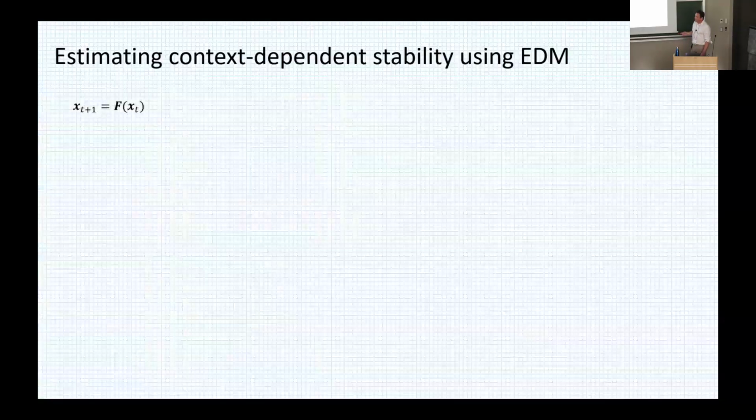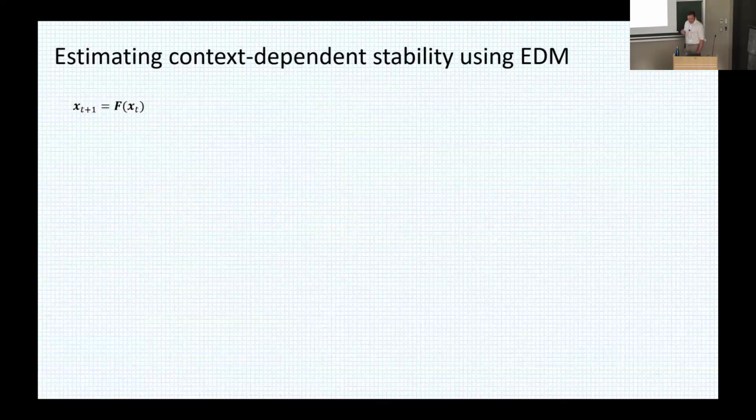What I want to focus on is estimating context-dependent stability using EDM. So a bunch of the other talks in this group have talked about how you can measure stability, local stability.